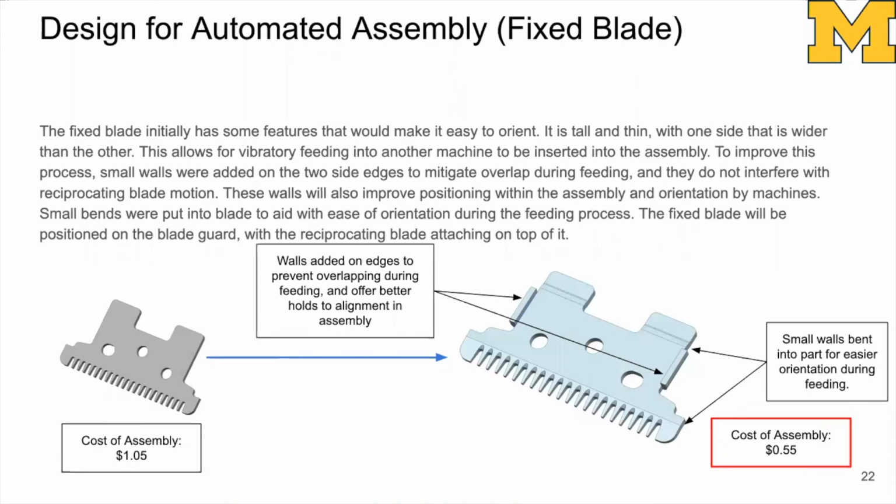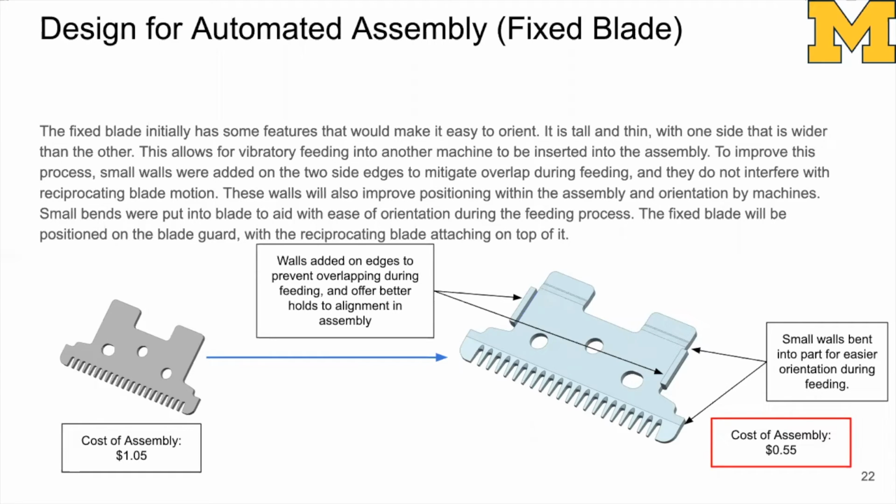Moving on to the fixed blade on the next page. The fixed blade sits directly on top of the blade cover, and it doesn't move as it is fixed. It comes flat initially in the original design, but we have decided to add little walls and small bends on the side, on the top and bottom and the sides of the fixed blade.